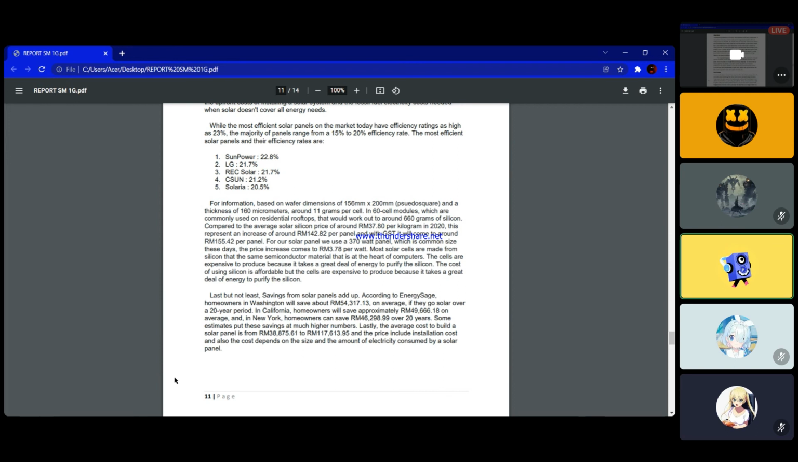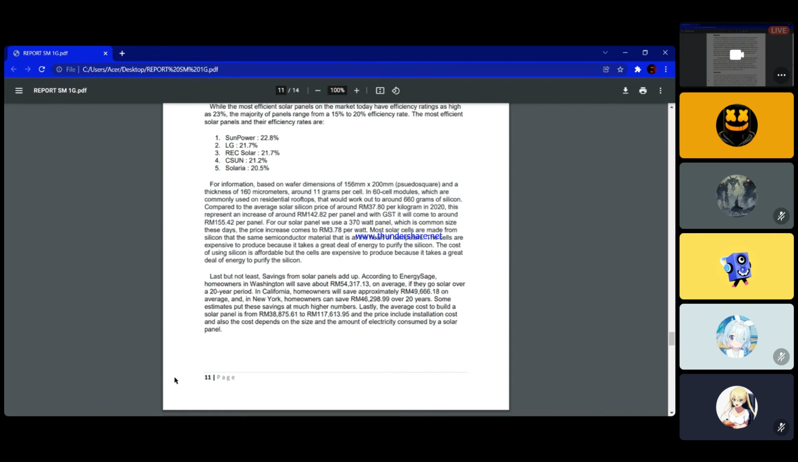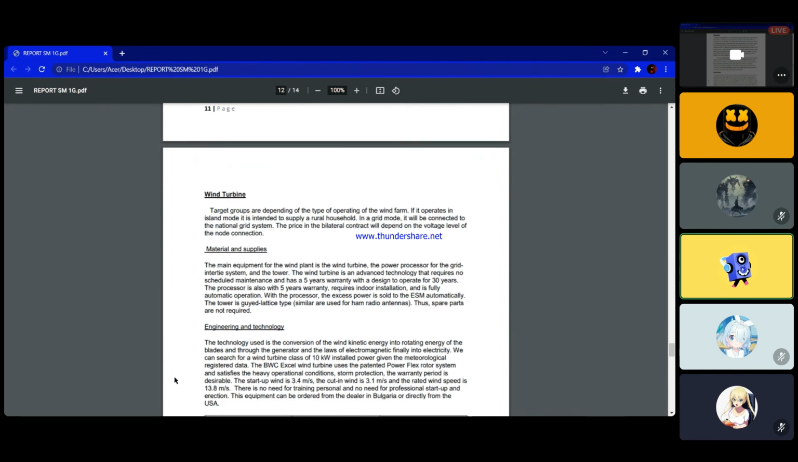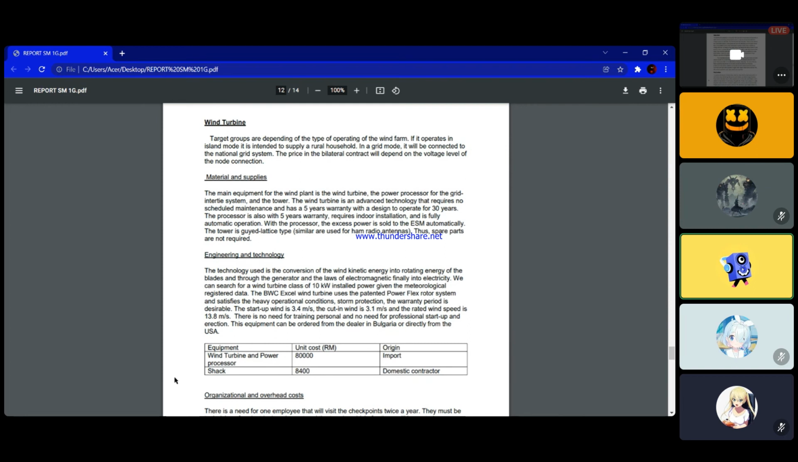Next is the financial plan for the wind turbine. For the materials and supplies, the main equipment for the wind plant is the wind turbine, the power processor for the grid and integrity system, and the tower. The wind turbine is an advanced technology that requires no scheduled maintenance and has a 5-year warranty, with a design to operate for 30 years.